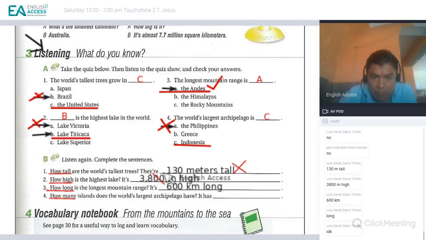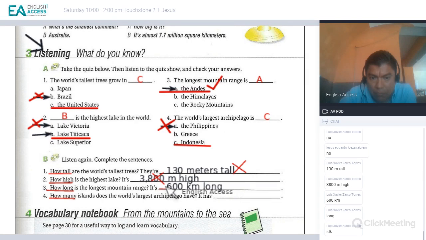Here's question 3. What's the longest mountain range? Did you say mountain range? Yes, a mountain range is a group of mountains. Oh, I see. Yes. The Andes are the longest range. Right again! The Andes are about 7,600 kilometers long. You're really on a roll, Maria.